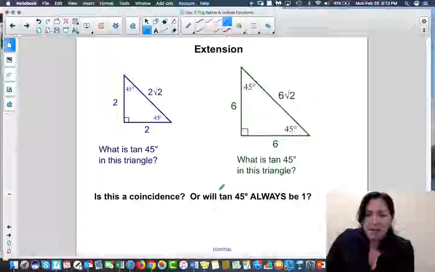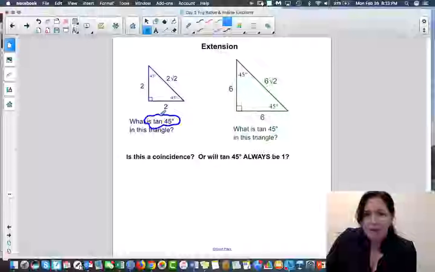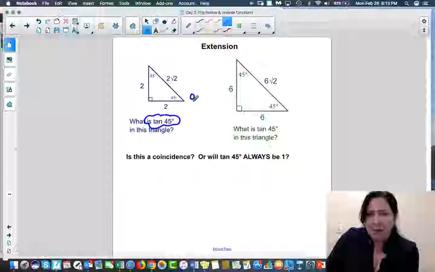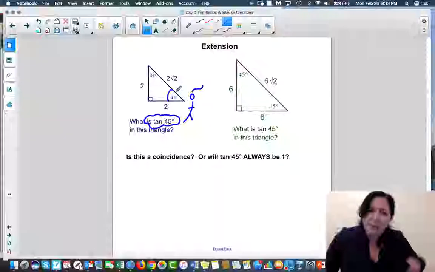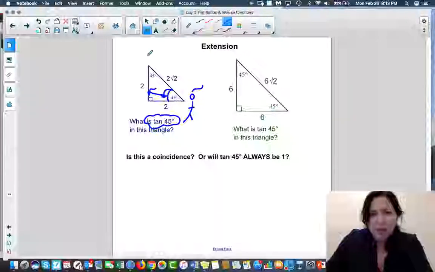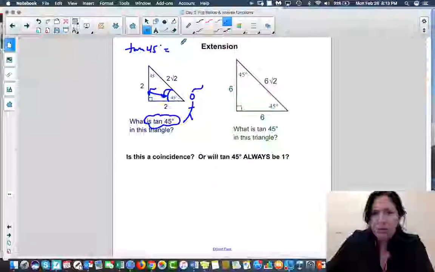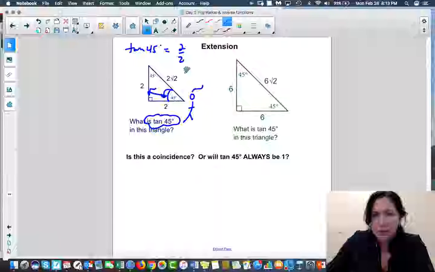An extension for this one right here is I want to know tangent of 45 degrees. Well, again, put yourself here. There you are, 45 degrees. Tangent is going to be opposite over adjacent. So tangent of 45 degrees is equal to 2 over 2. So that equals 1.